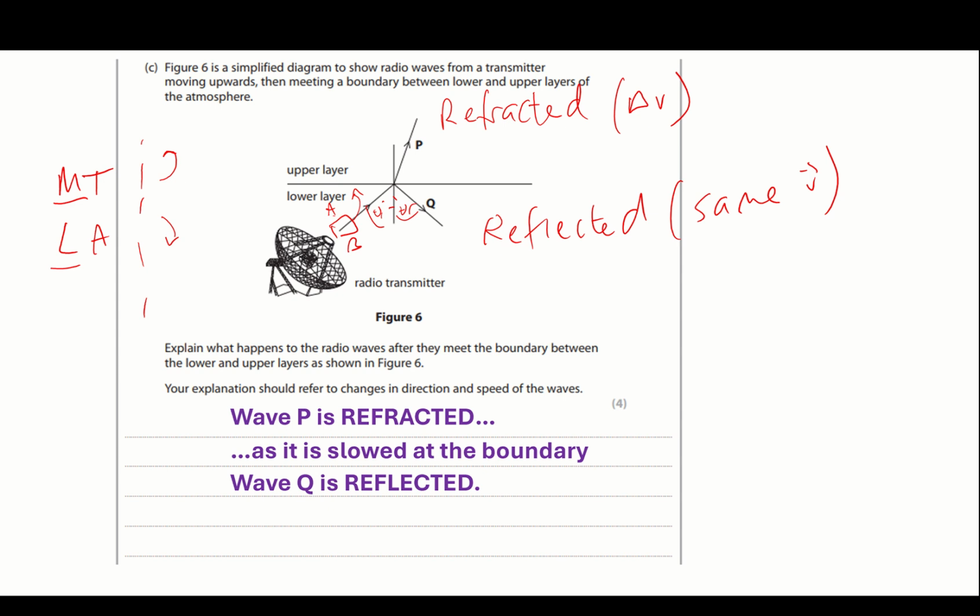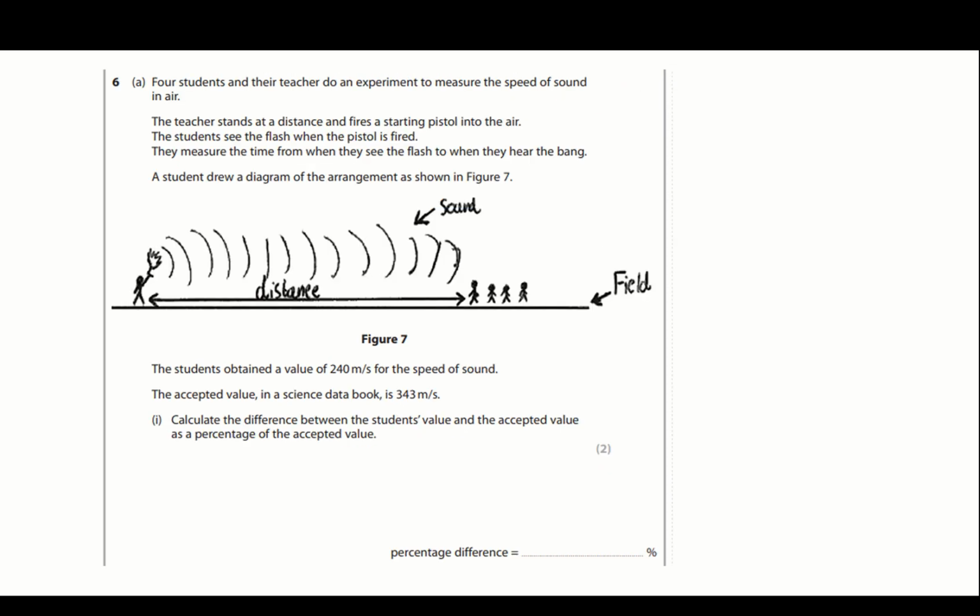Wave Q has been reflected. The angle of incidence equals the angle of reflection, and the speed is the same. So we've done what we wanted. We've talked about direction changes, how we can measure those direction changes, and why that happens in terms of the speed of the waves. That's that one done.